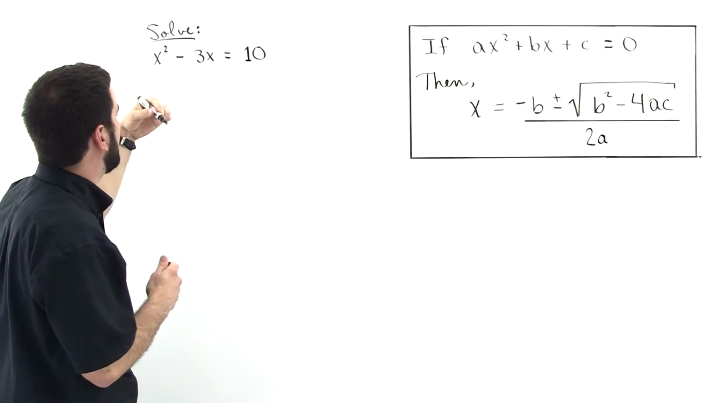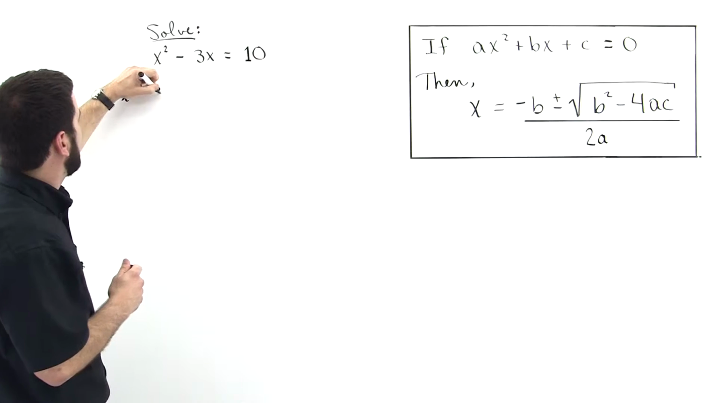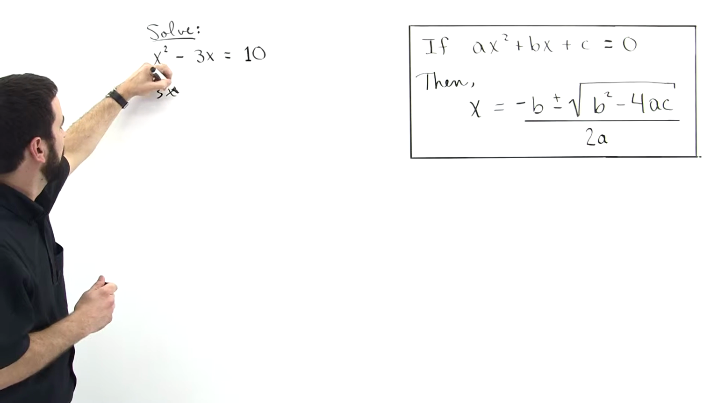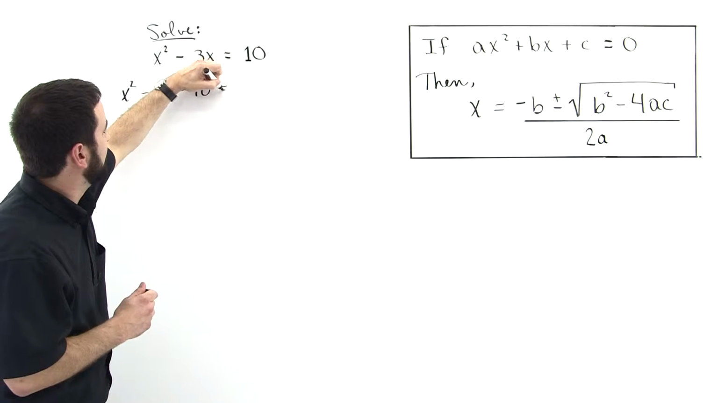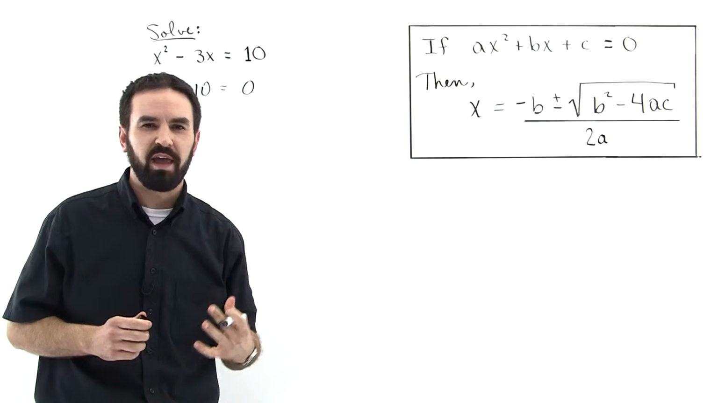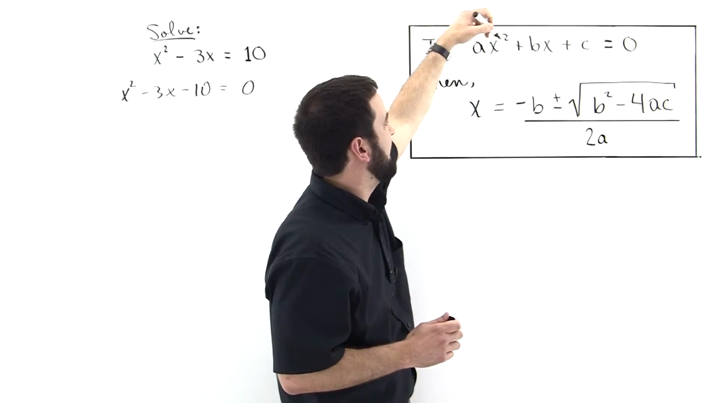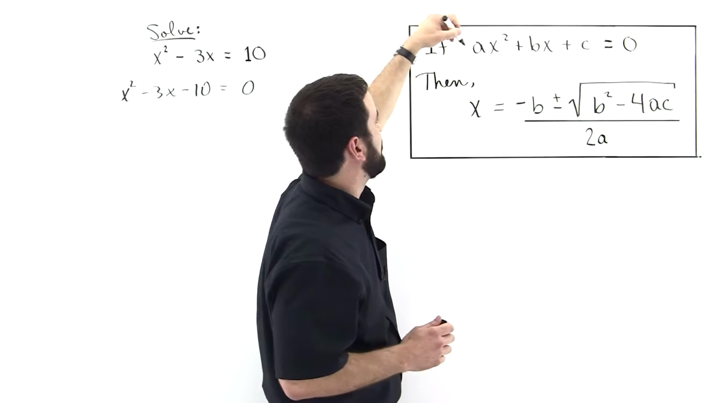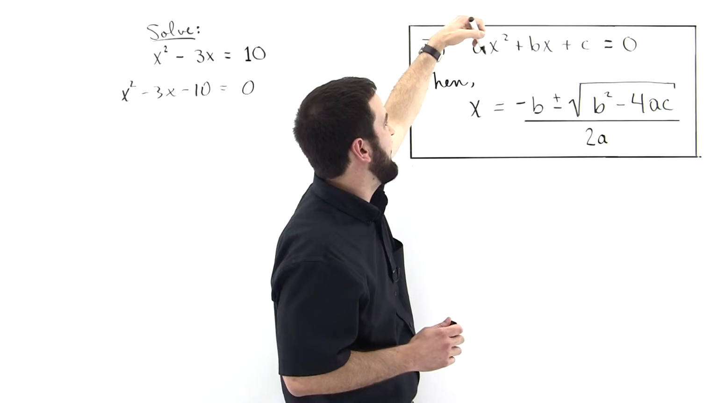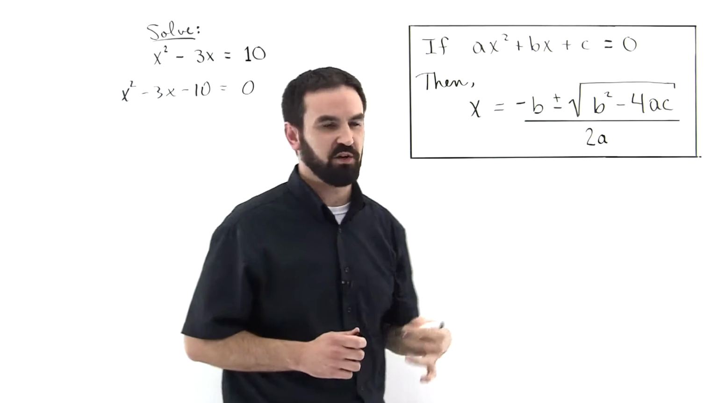We subtract 10 on both sides, and we'll end up with x squared minus 3x minus 10 is equal to 0, right? The next thing we're going to do is to identify what a, b, and c are, right? So these are the coefficients a, b, and c. The coefficient in front of x squared is the a, the coefficient in front of x is the b, and then c is the constant term.